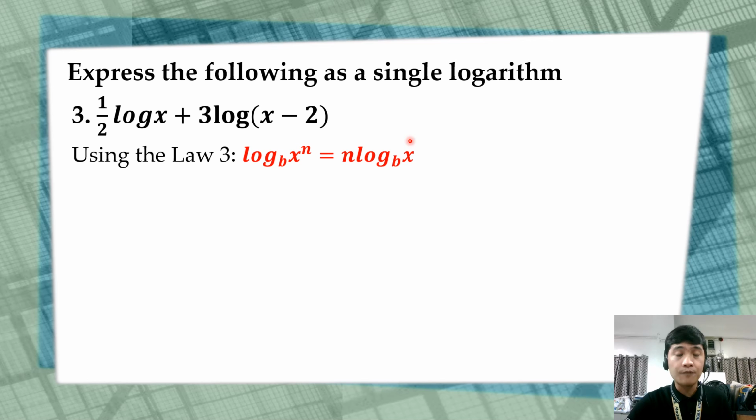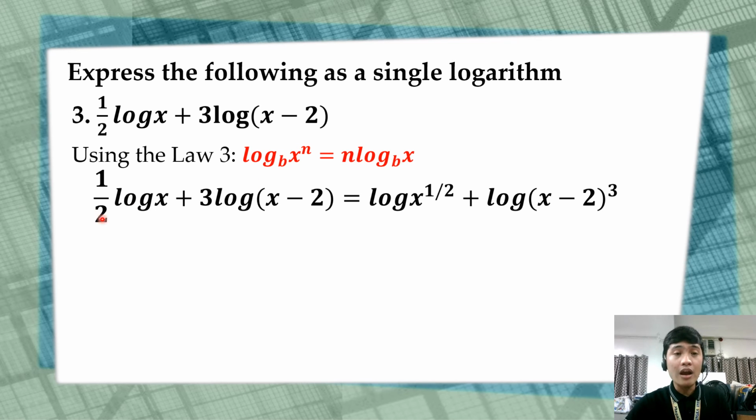Applying this one here, we will have 1/2 logarithm of x plus 3 logarithm of x minus 2 is equal to logarithm of x raised to 1 half. We just return 1 half to its exponential form. So logarithm of x raised to 1 half plus logarithm of x minus 2 quantity raised to the third power. But then we can express this one as logarithm of square root of x plus logarithm of x minus 2 quantity raised to the third power.